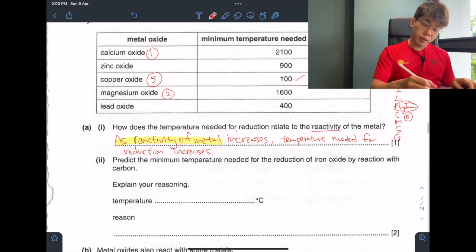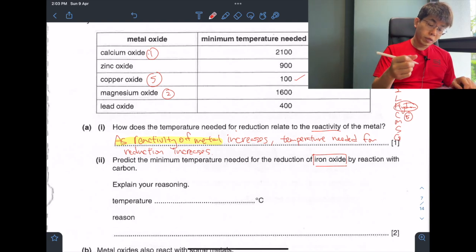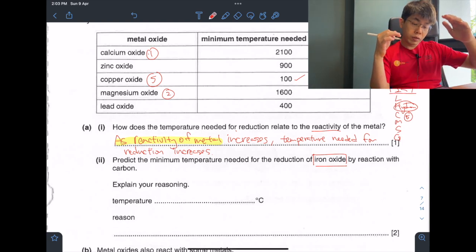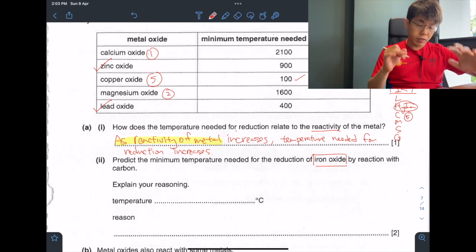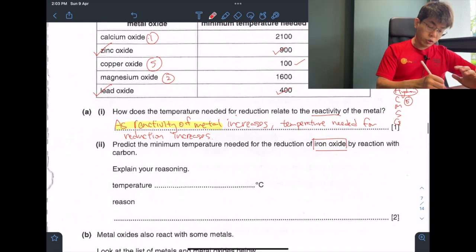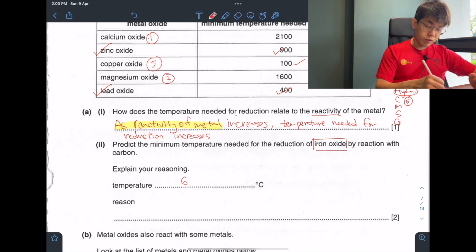So they want us to do iron oxide. So based on the trend that we determined in part 1, we can see that iron is over here, and it's in between zinc and lead, which is this one here, zinc and lead. So therefore the temperature should be somewhere in between zinc and lead. So I think I'll give any temperature between 500 and 800. So let me do maybe 650.